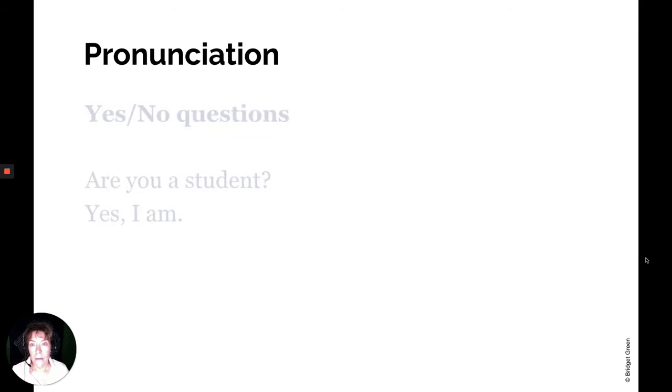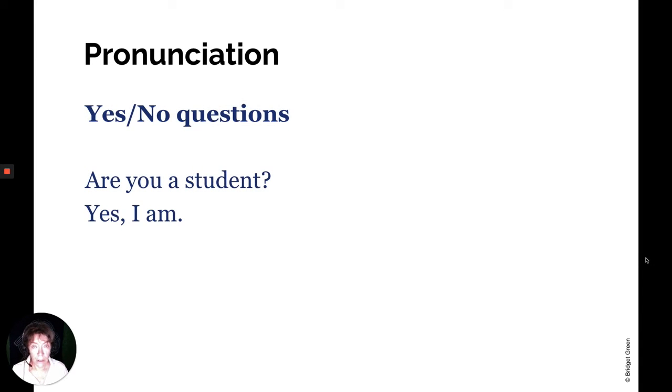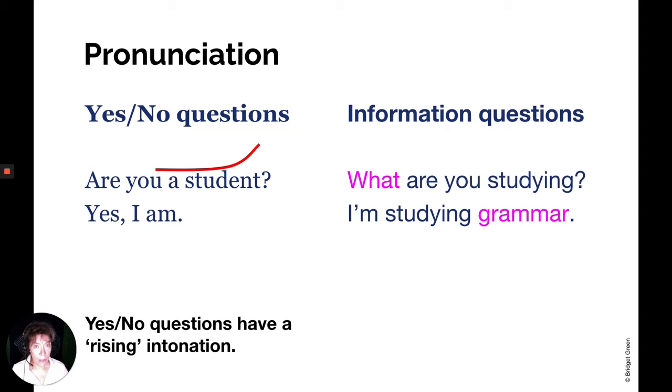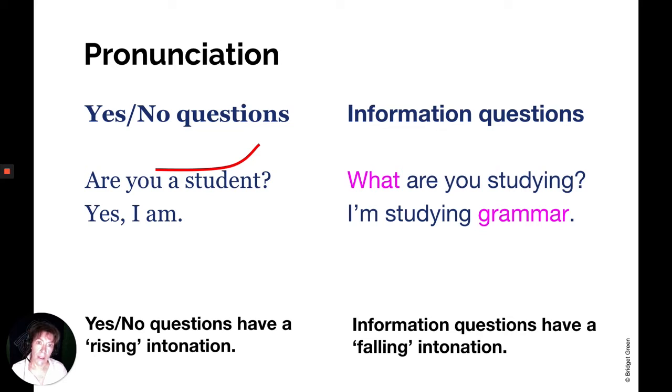Yes-no questions, such as, are you a student? You remember, these have a rising intonation. Are you a student? Goes up at the end. However, for information questions, it has a falling intonation, like this. What are you studying? It goes down at the end, okay? As we go along, try to practice that falling intonation for the WH questions and the rising intonation for the yes-no questions.